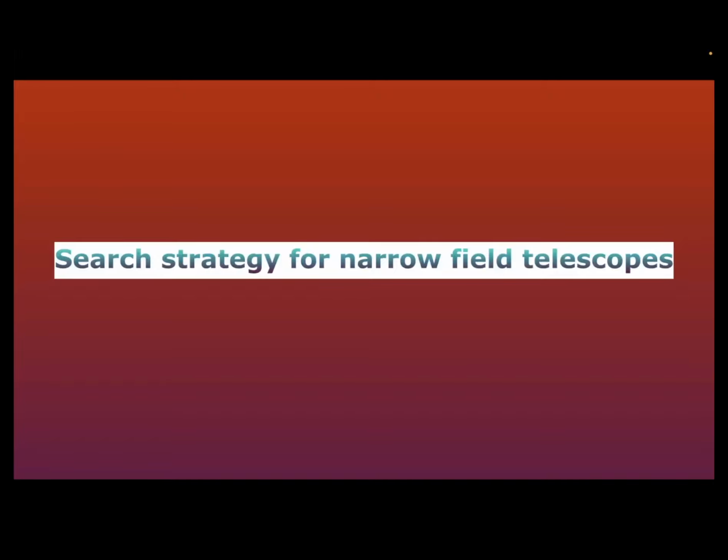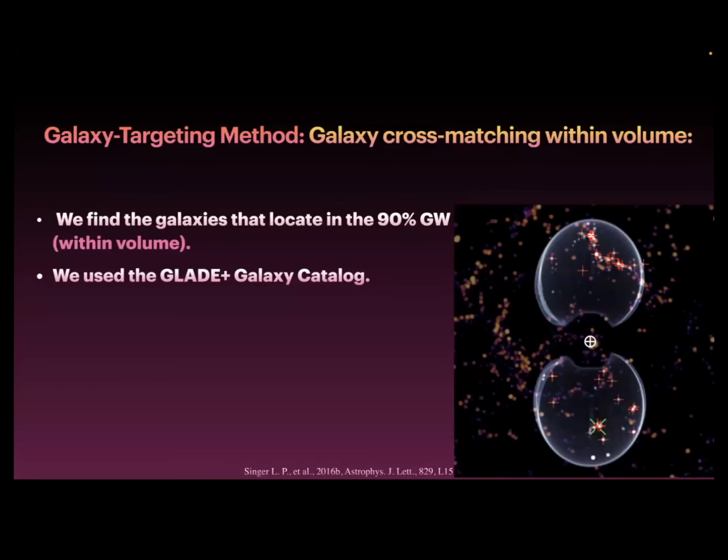For the next two slides, I will focus on the search strategy for narrow field telescopes. As I said, we use the galaxy targeting method. We use galaxy cross matching within the volume, and we use the GLADE+ galaxy catalog. It means that we find the galaxies that are located within the 3D sky localization of the gravitational wave. So these galaxies are host galaxy candidates. We should observe these galaxies to find the host galaxy in which we can find the electromagnetic counterpart.